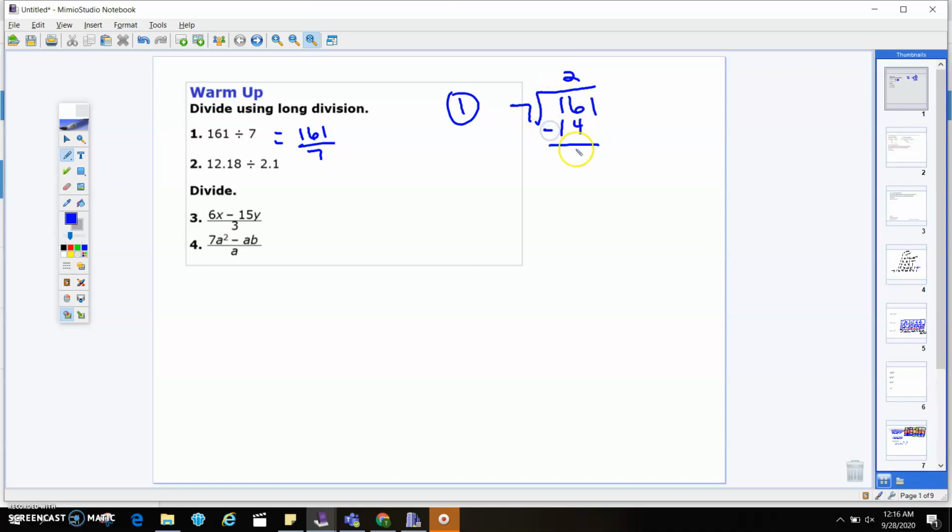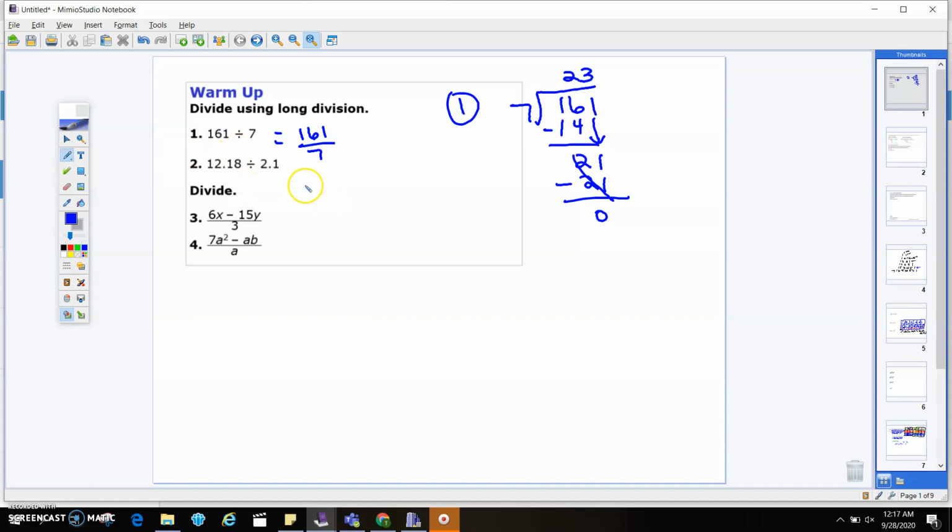And then when I subtract this, I'm going to get 2. I'm going to bring down this 1. How many times does 7 go into 21? 3 times. 3 times 7 is 21. Subtract. I get 0 as my remainder. Now, if you ever want to check this, you can go into your calculator and type 7 times 23, and that'll give you 161, which is going to be right under here.